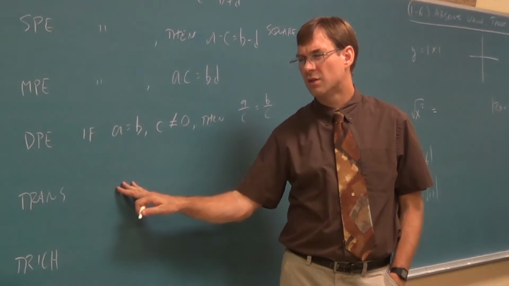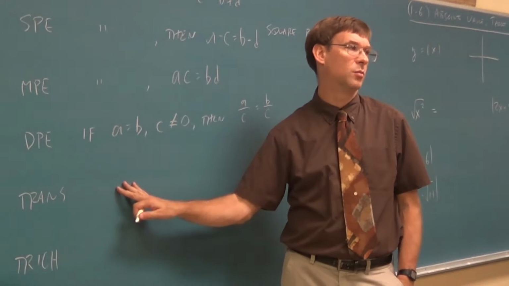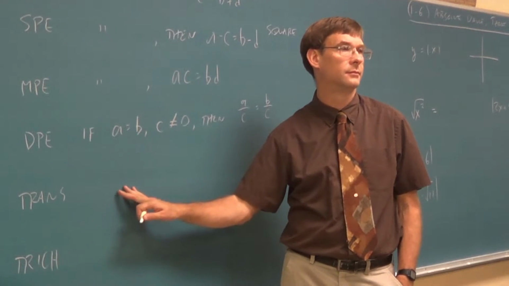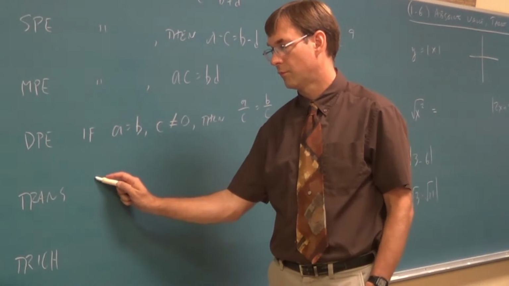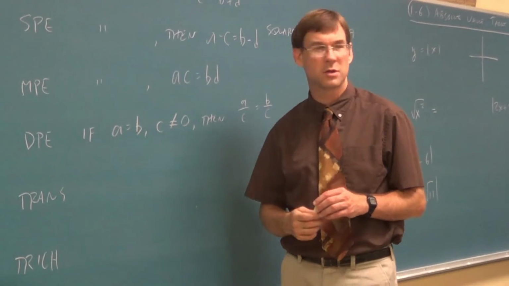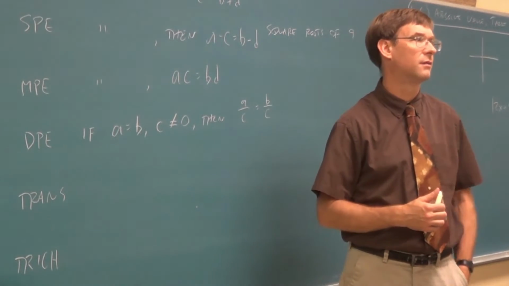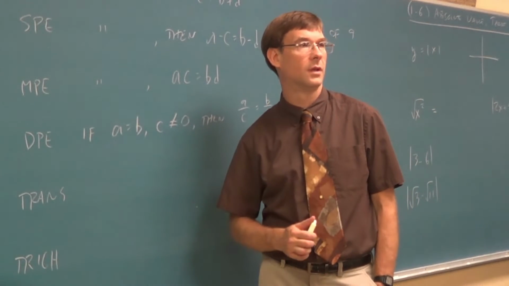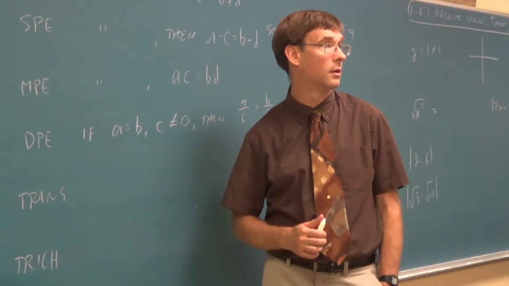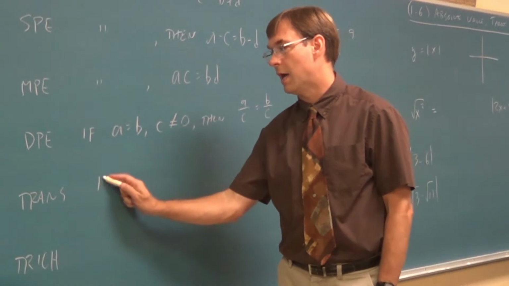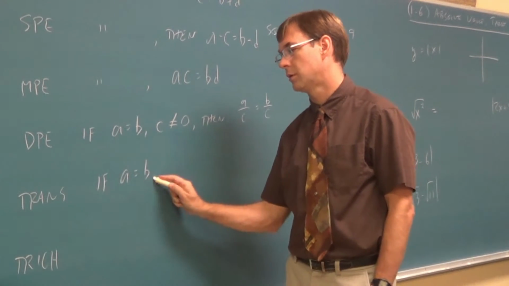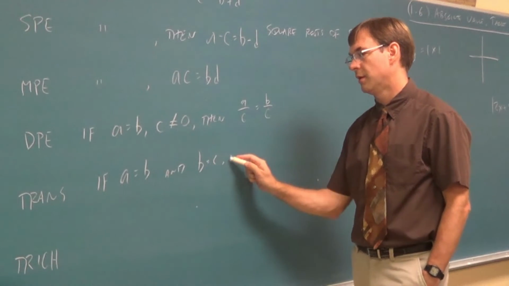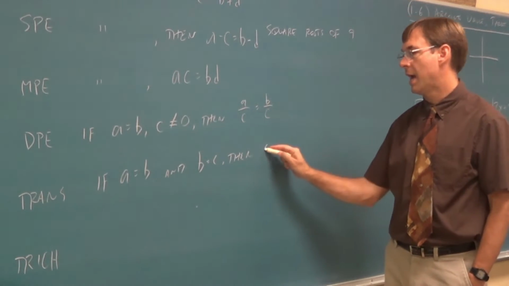Transitive property. You've seen the transitive property before in the algebras. Does anybody remember the transitive property? There's no add or subtract or anything like that in the transitive. Anybody remember transitive? That's correct. If A equals B, and B equals C, then A equals C.